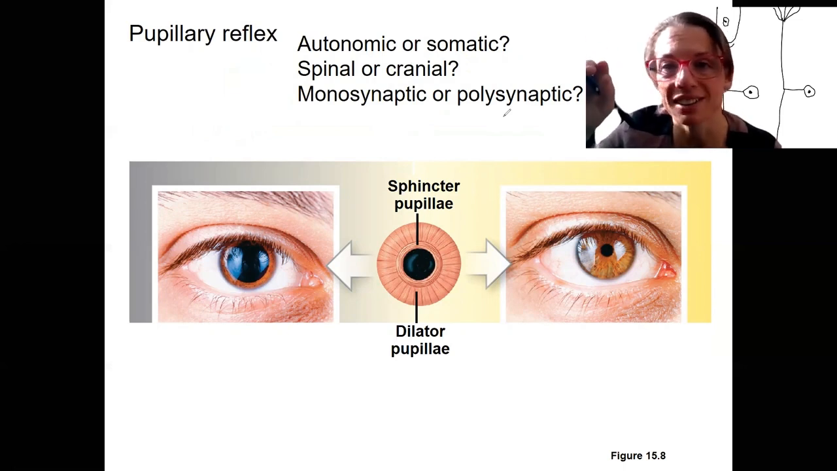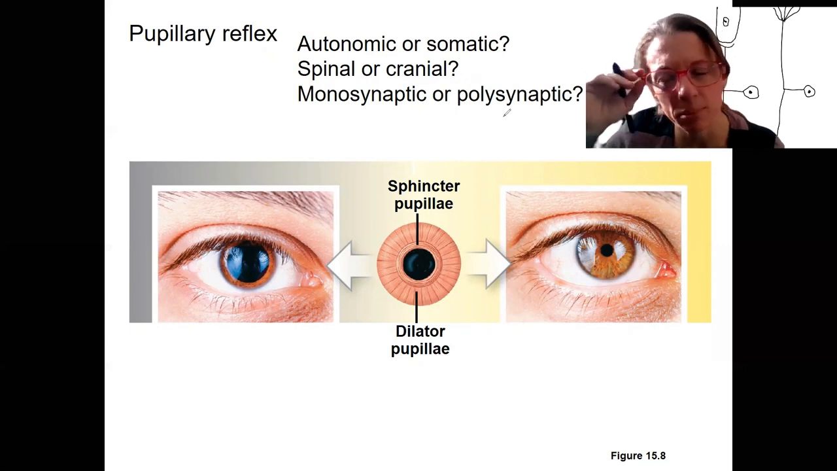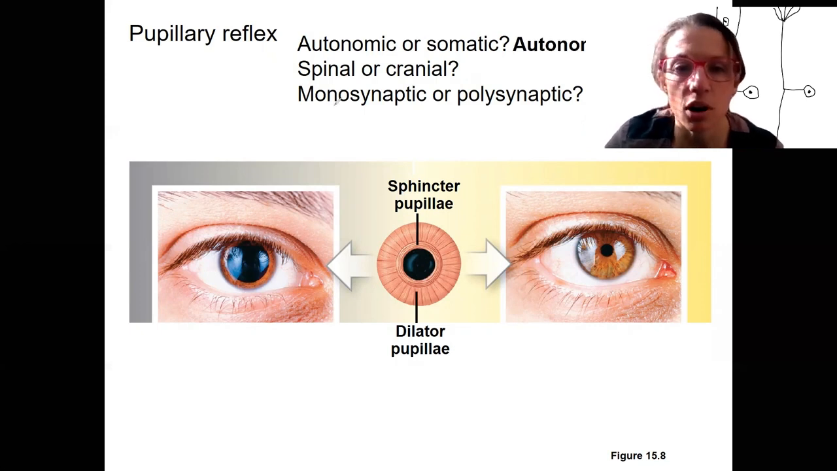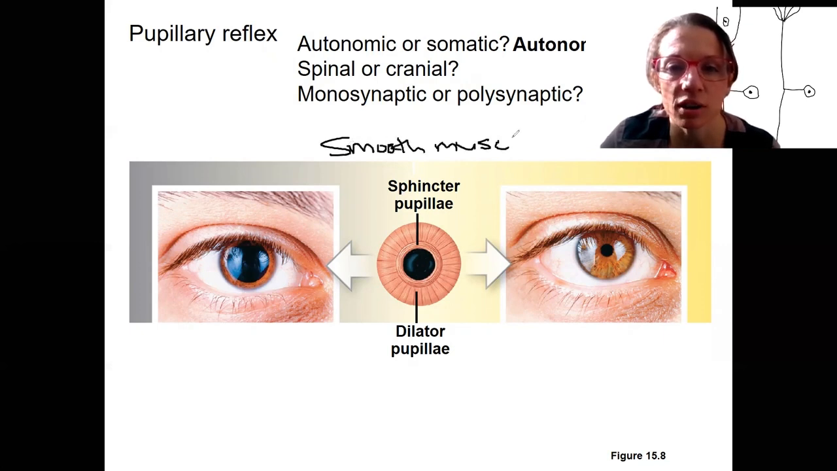That is a reflex. Is that reflex autonomic or somatic? Is it spinal or cranial? Can you tell me if it's monosynaptic or polysynaptic? Let's see if you can do this. All right, it's autonomic. How do we know that? Because it was smooth muscles. Smooth muscles are the effector or target. When we have smooth muscles as the effector, it has to be an autonomic reflex. Skeletal muscles are the effectors for somatic reflexes. That's how you know that.